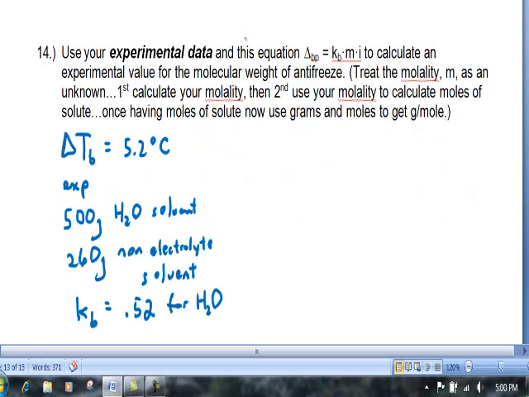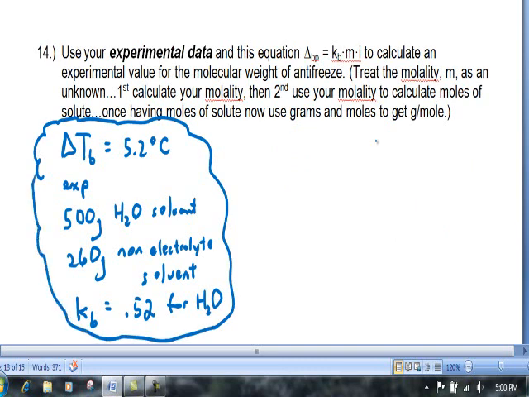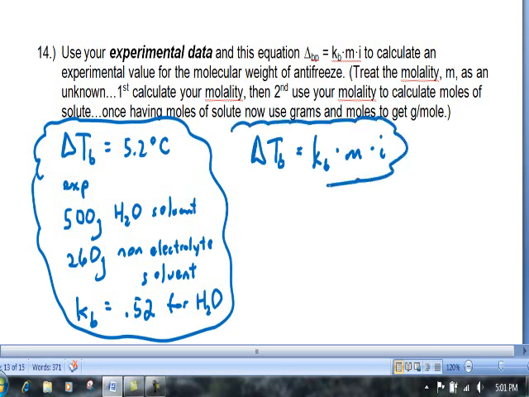Let's run through a sample for number 14. This is how you can use the change in boiling point to actually find the molecular weight, or how many grams are in 1 mole of a non-electrolyte solute. We'll use this set of data to calculate and go through this example. The equation that we'll use is the change in temperature boiling is the boiling point constant Kb times the molality times i. Because this is a non-electrolyte, the i value will equal 1. This reduces our equation: the change in temperature boiling is Kb times m.